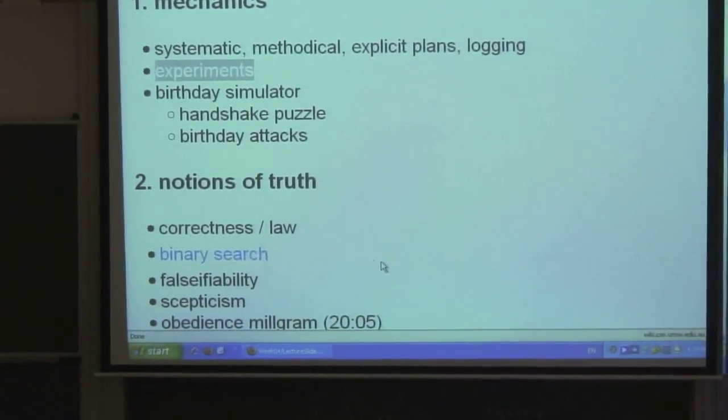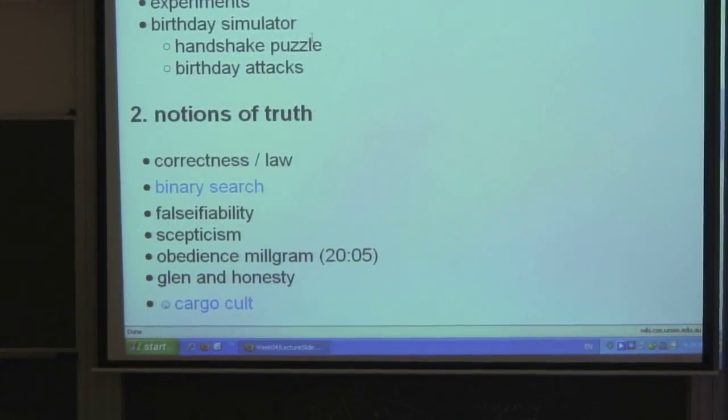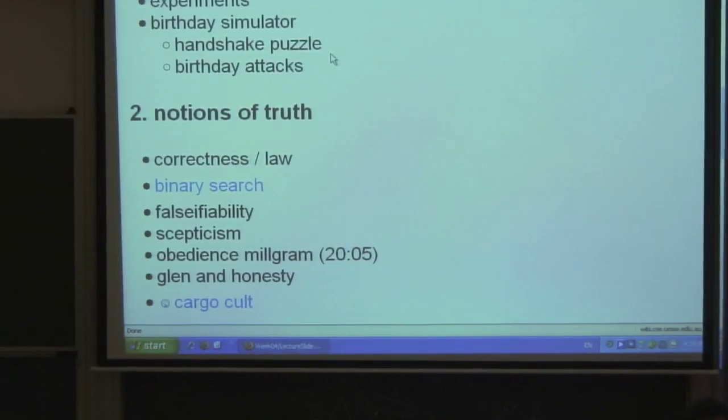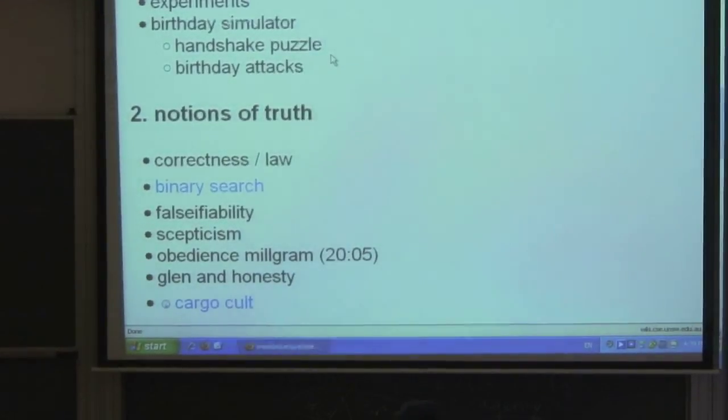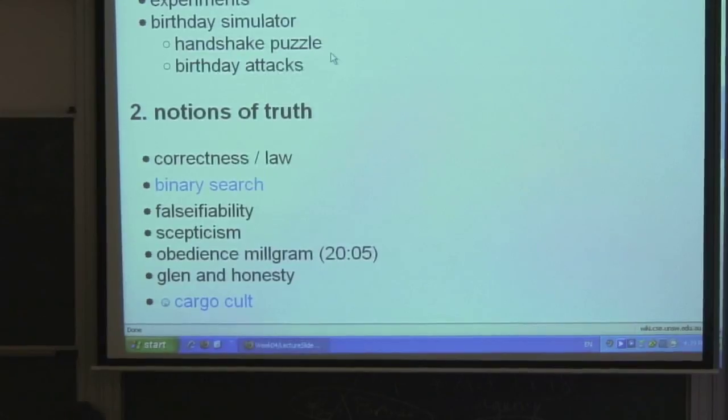I was just trying to show, what was I trying to show? Here we are. Oh yeah. We have more in common with science than we might initially think, because we are able to carry out experiments as well. Then that reminded me of a little puzzle.